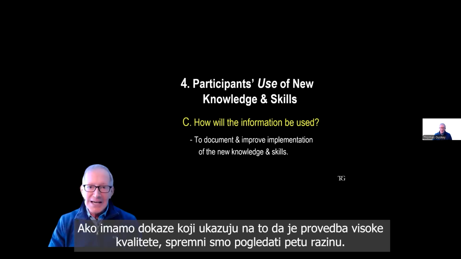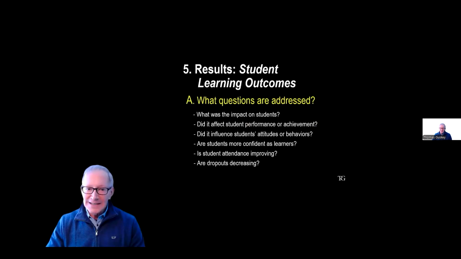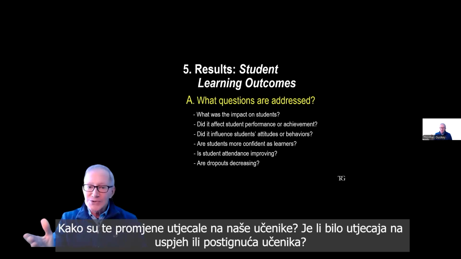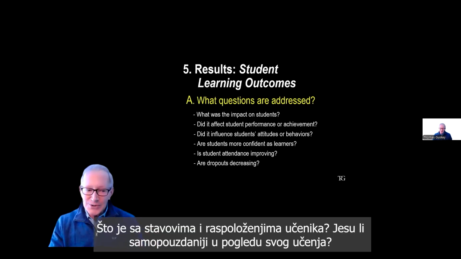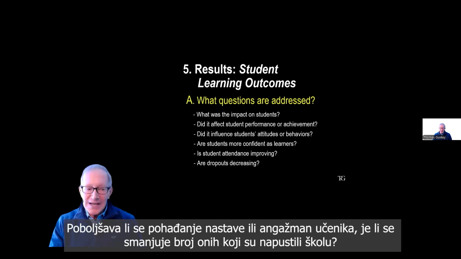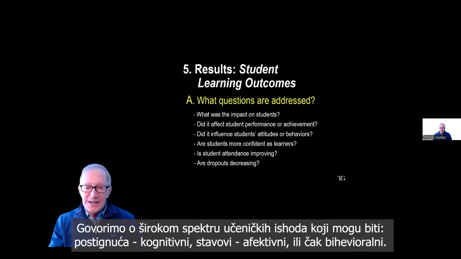And if you do have evidence to indicate there was high quality implementation, we're ready to look at level 5, and that is its impact on students. How did these changes impact our students? Did it affect student performance or achievement? And how about students' attitudes or dispositions? Are they more confident as learners? What are the other benefits that might come from that success? Is student attendance or engagement improving or dropouts decreasing? Here we're talking about a wide variety of student outcome measures that could be achievement and cognitive, that could be affective and attitudinal, or even behavioral.